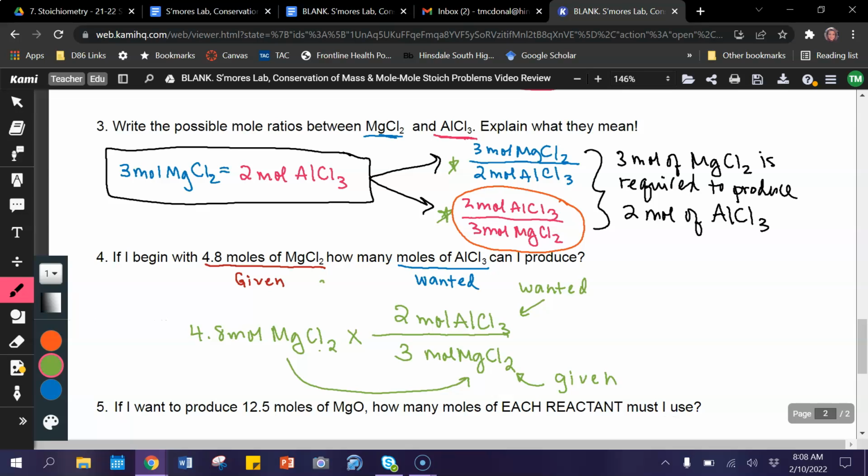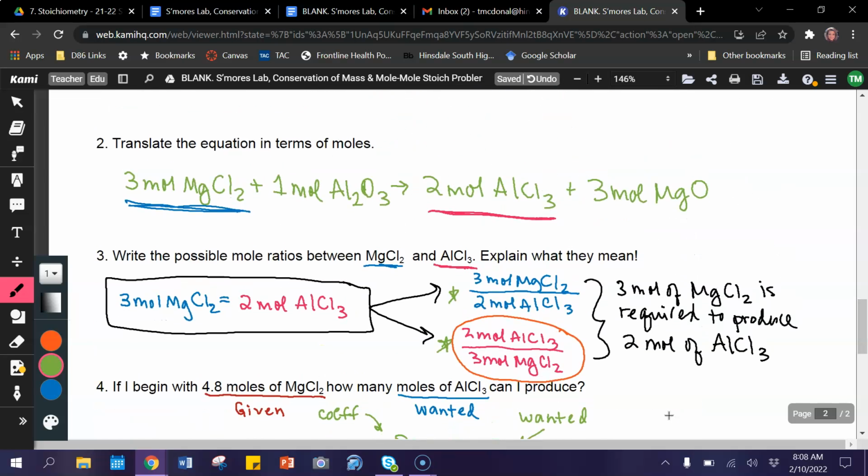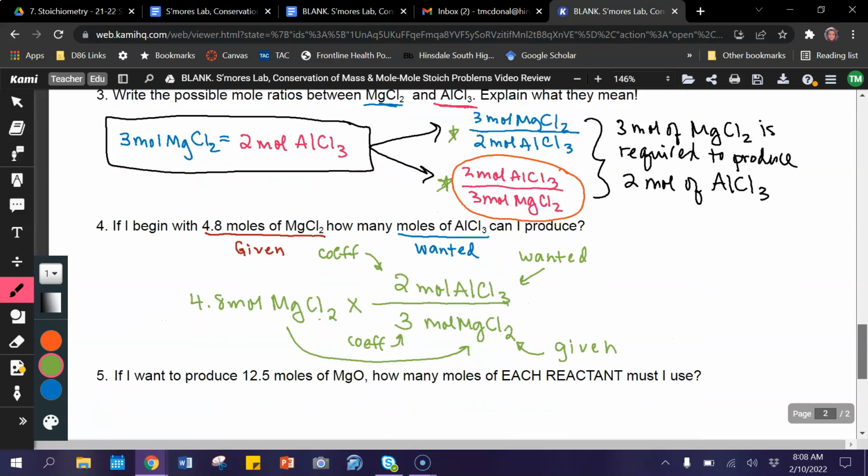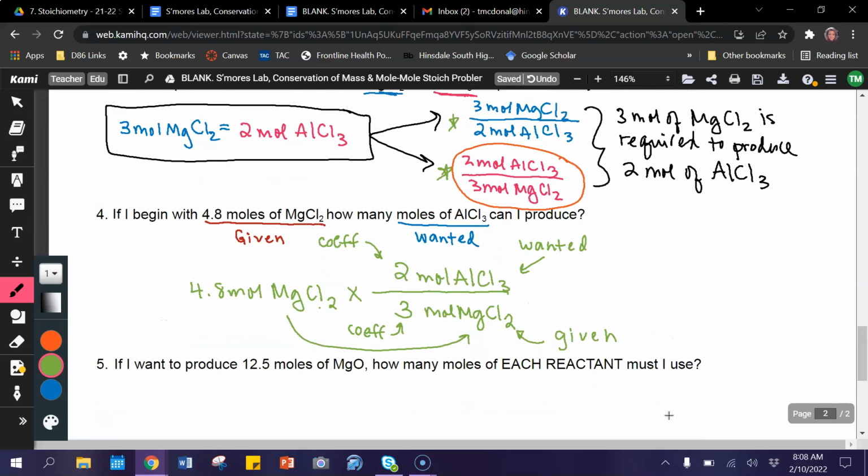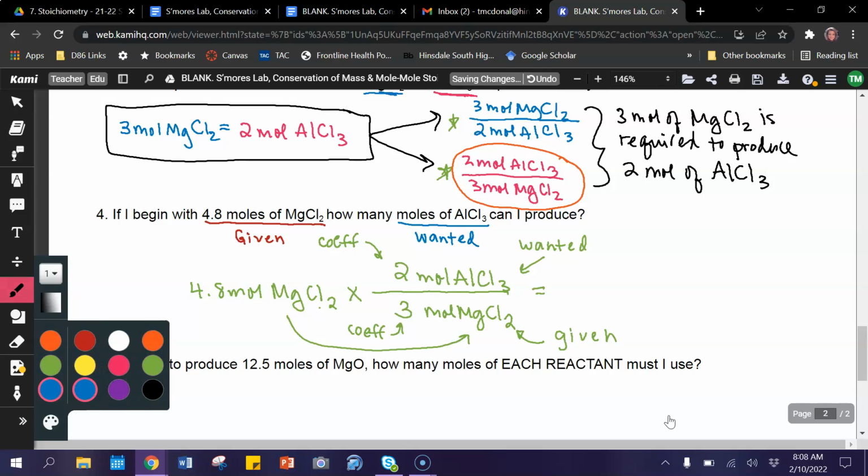And where did we get these numbers? These are the coefficients from our balanced equations. And just to make sure that you see that, here's the 3 in front of magnesium chloride, and here's the 2 in front of aluminum chloride, and that's exactly what we have here. Okay, so let's do some calculating.